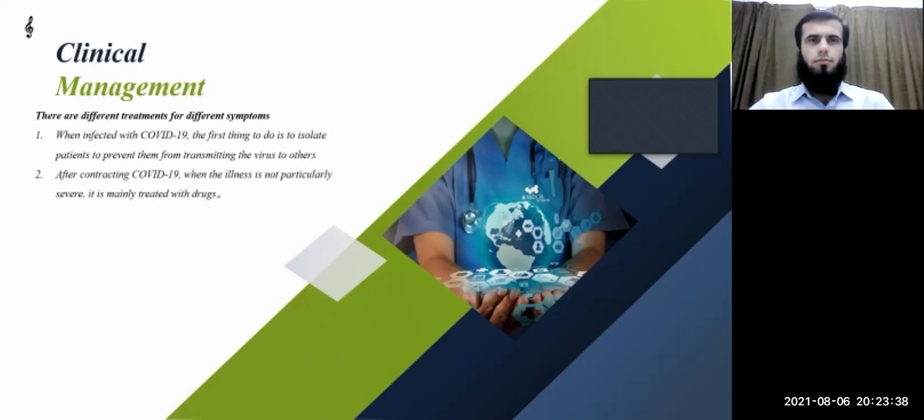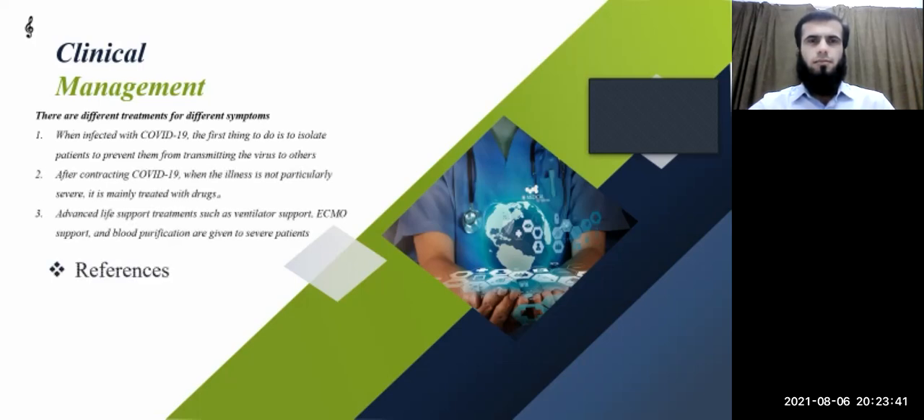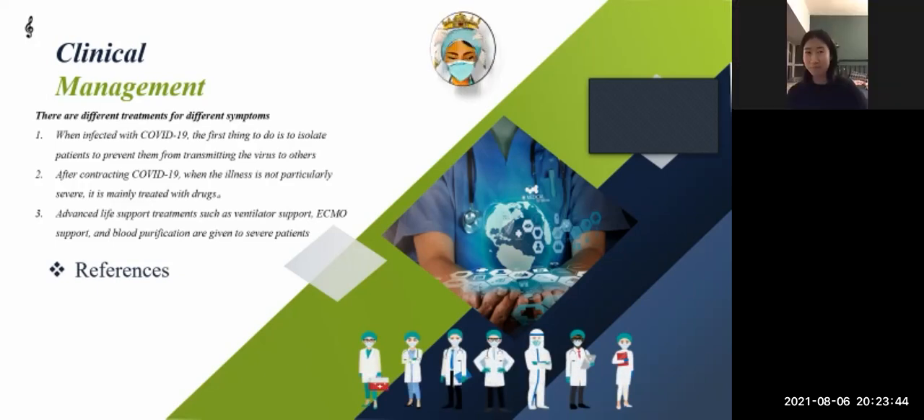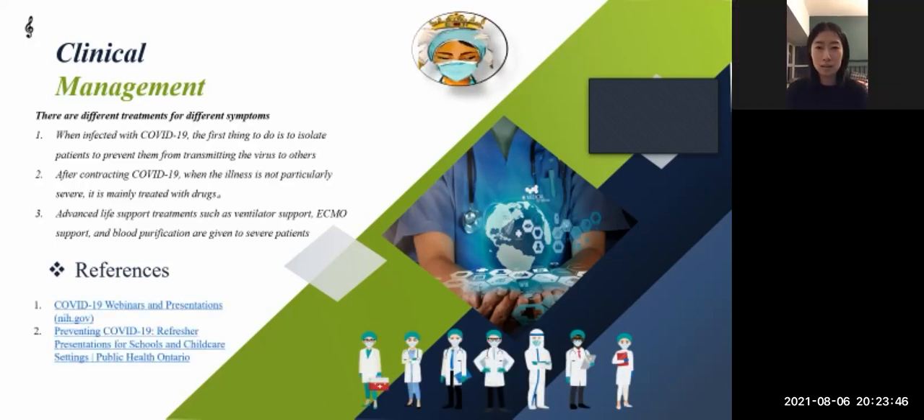Also, we talk about clinical management. There are different treatments for different symptoms. First, when infected with COVID-19, the first thing to do is to isolate patients to prevent them from transmitting the virus to others. And second, after contracting COVID-19, when the illness is not particularly severe, it is mainly treated with drugs, usually through drugs or infusion.